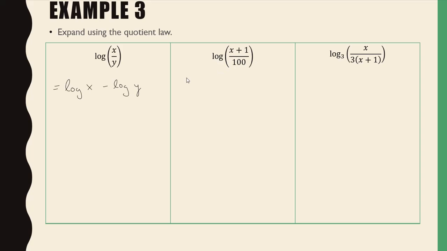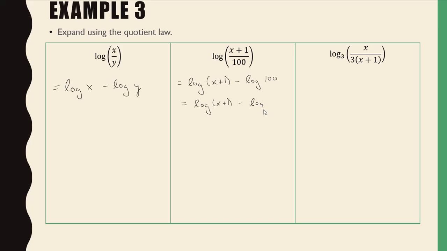So again, we have a division, so we can split that up or expand it. So it becomes log (x plus 1) minus log 100. Now this log 100 can be simplified more. We can't do anything more with the first one because it's an addition sign, so it stays as log (x plus 1).